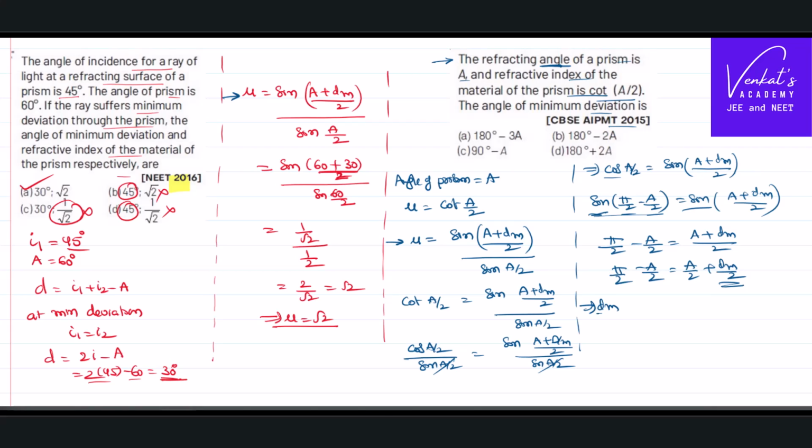That implies d minimum by 2 equals pi by 2 minus A by 2. Take this to this side, minus A by 2. That is pi by 2 minus A. That is (pi minus 2A) by 2 equal to d minimum by 2. This 2 can be cancelled. So d minimum equals pi minus 2A. Pi is nothing but 180. So 180 minus 2A is the answer for the problem. That's how we solve this problem. Thank you for watching.